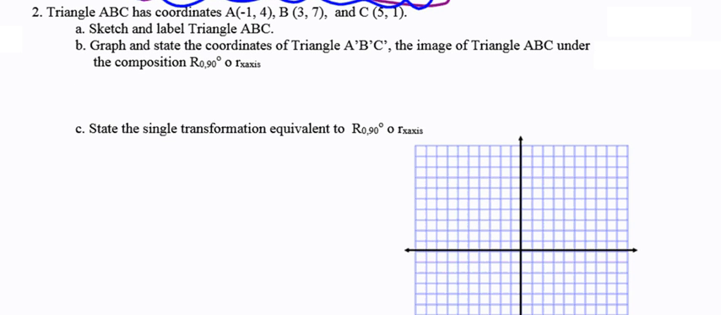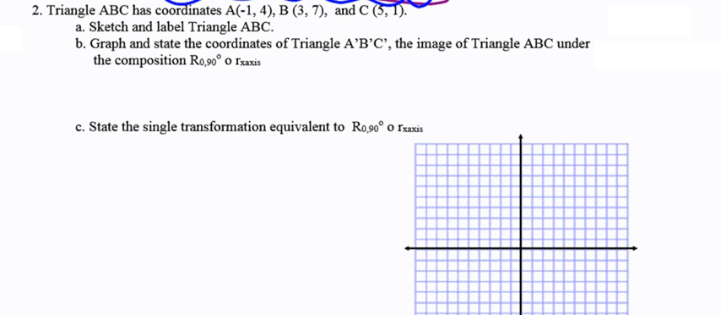Number 2, we're going to do something similar. It says triangle ABC has those coordinates. Part A says sketch and label the triangle. So the first thing I'm going to do is plot those points and sketch the triangle. So there's point A. There's point B. There's point C.